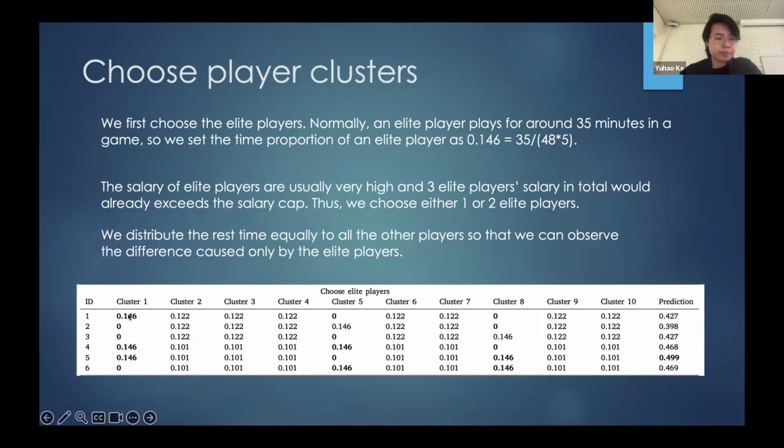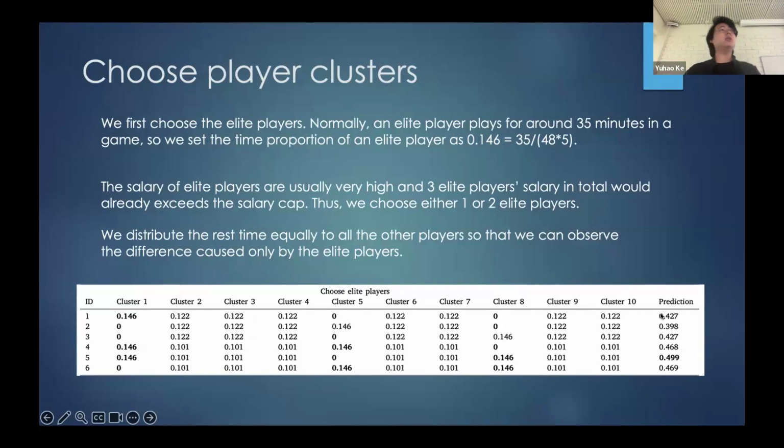You can see here, cluster 1, cluster 5, cluster 8, are elite players. For the first try, we choose only one elite player from cluster 1. We know that the salary for elite players is usually very high, and 3 elite players' salaries would normally exceed the whole salary cap. It's impossible to get only 3 players on your team, so you can only choose up to 2 elite players, so only 1 or 2. Then we distribute the rest of the time equally to all the other non-elite players. So for the first try, we choose only one elite player from cluster 1, no player from cluster 5, no player from cluster 8, and the others are all the same.